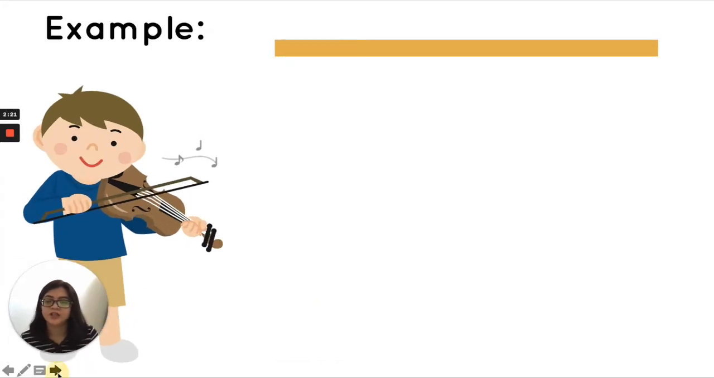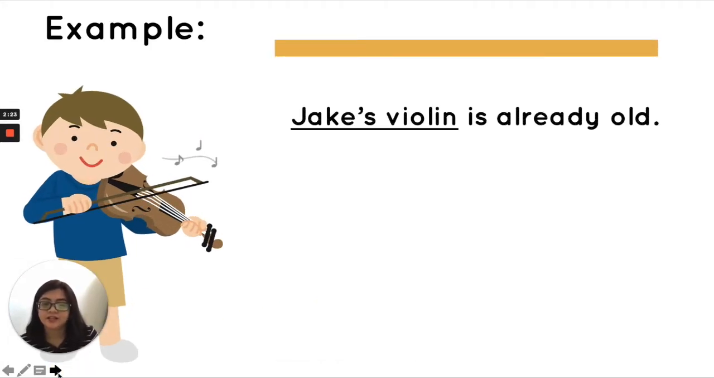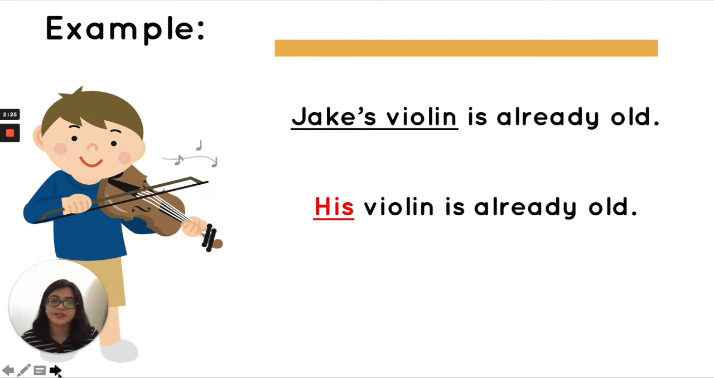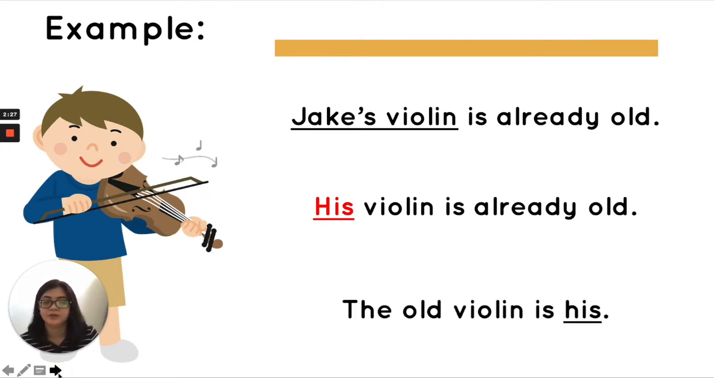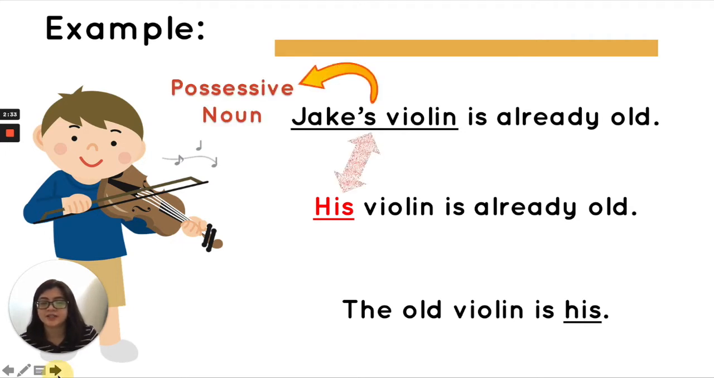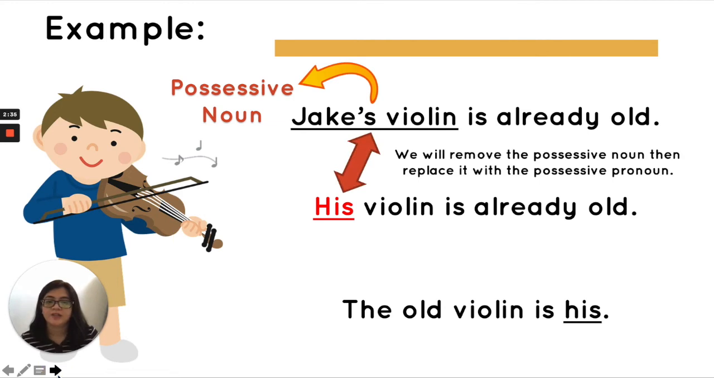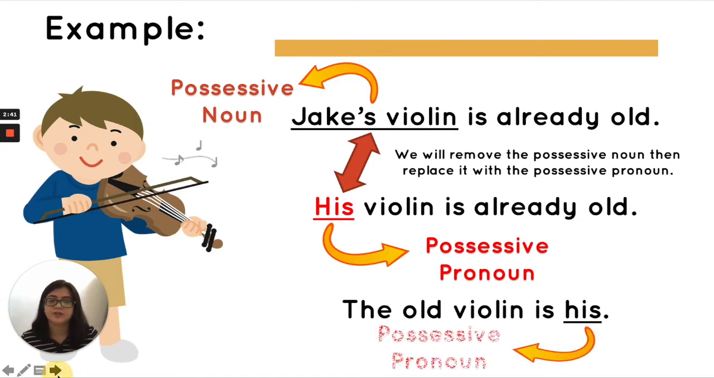So let's look at another example. Jake's violin is already old. We can say his violin is already old, or the violin is his. Again, the word Jake's here is the possessive noun, and we can replace it with the word his. Okay? And then the word his is the possessive pronoun, as well as the his which is at the end of the sentence in the last sentence.